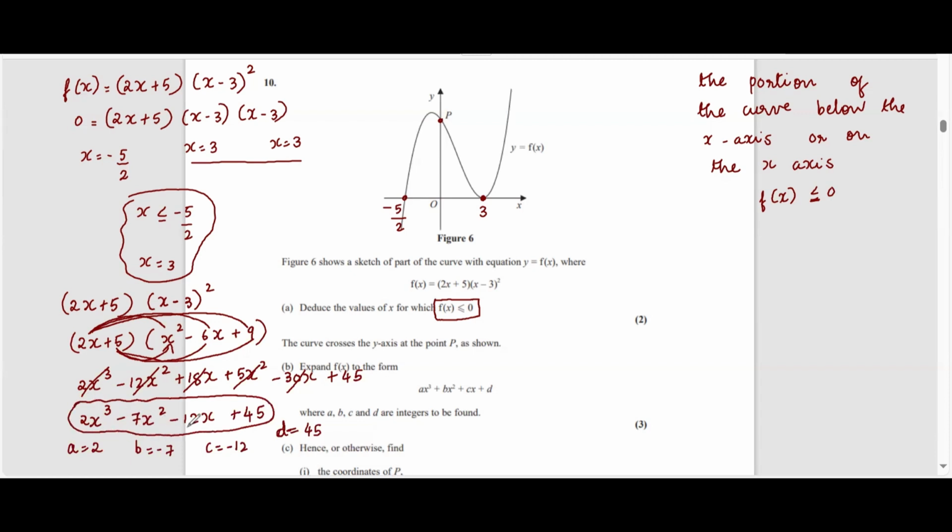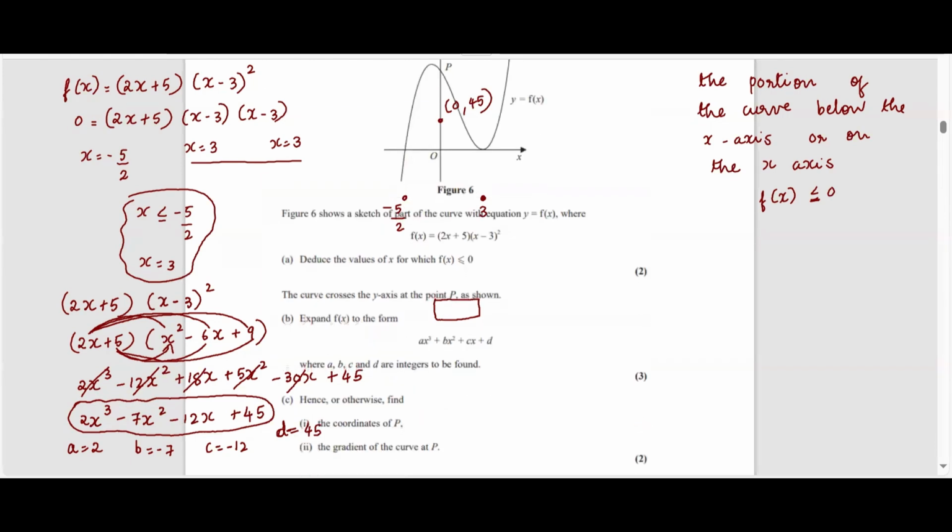So when you substitute for x = 0, you will end up with 45. 2x cubed will be 0, 7x squared will be 0, and 12x will be 0. And you will be left with 45. So the coordinates of your point will be (0, 45). Since it is a point on the y-axis, its x coordinate is going to be 0.